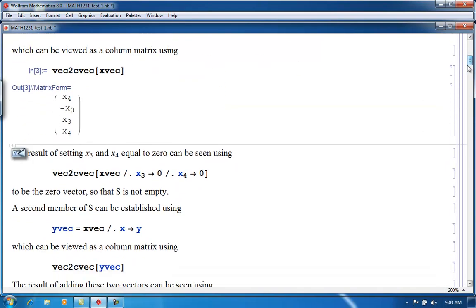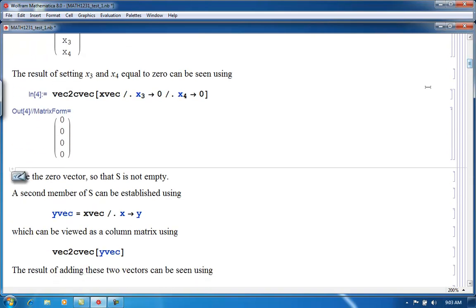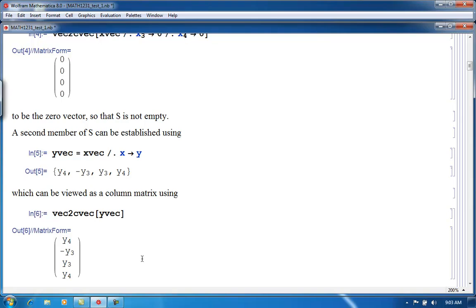So the result of setting x3 and x4 equal to 0 can be seen using that to be the 0 vector, so that the set S is not empty. So we can establish a second member of S using this. So we replace x by y, and we can see that using that.